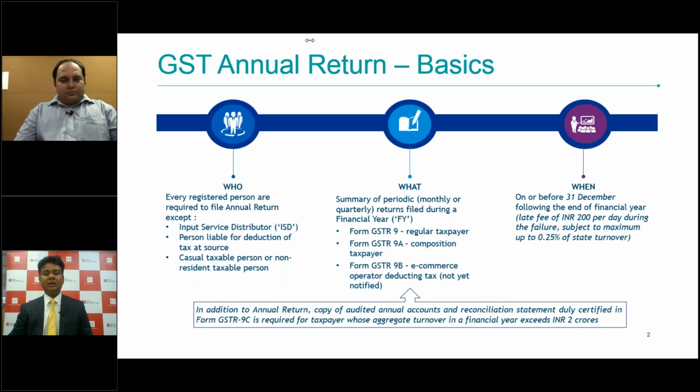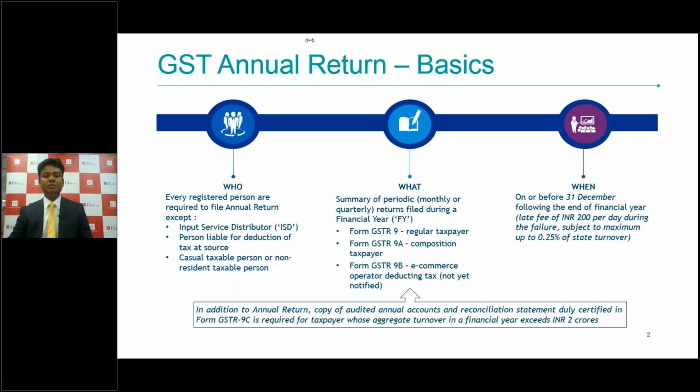Now, in addition to the return that we're going to talk about, which is 9 for most taxpayers and 9A for the composition taxpayers, one would need to file a copy of the audited annual accounts. Copy of the audited annual accounts means whatever you get audited from your auditors from a company law perspective. So, audited accounts, and we are not talking about GST audit here, and also a reconciliation statement which needs to be certified by an auditor for GST, which is often referred to as the GST audit report. So that has to be in 9C.